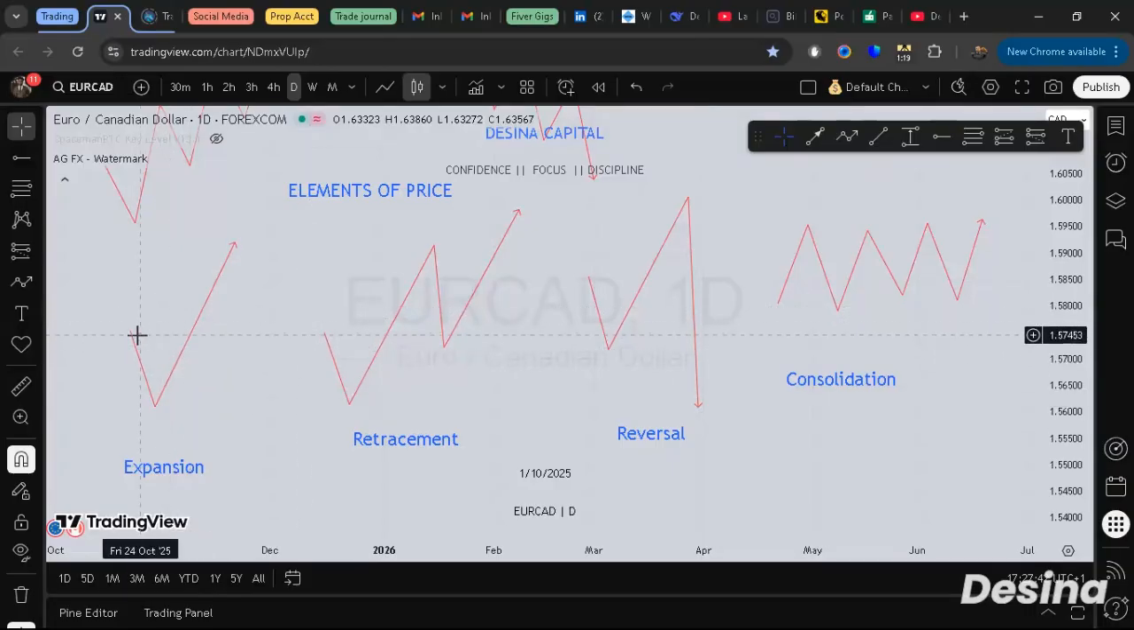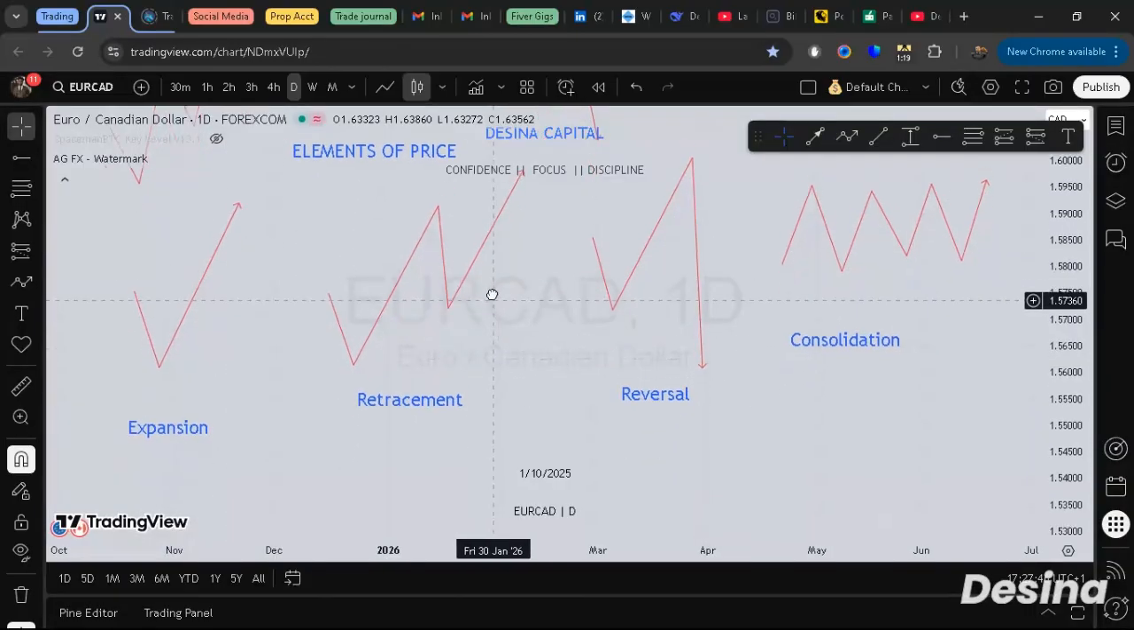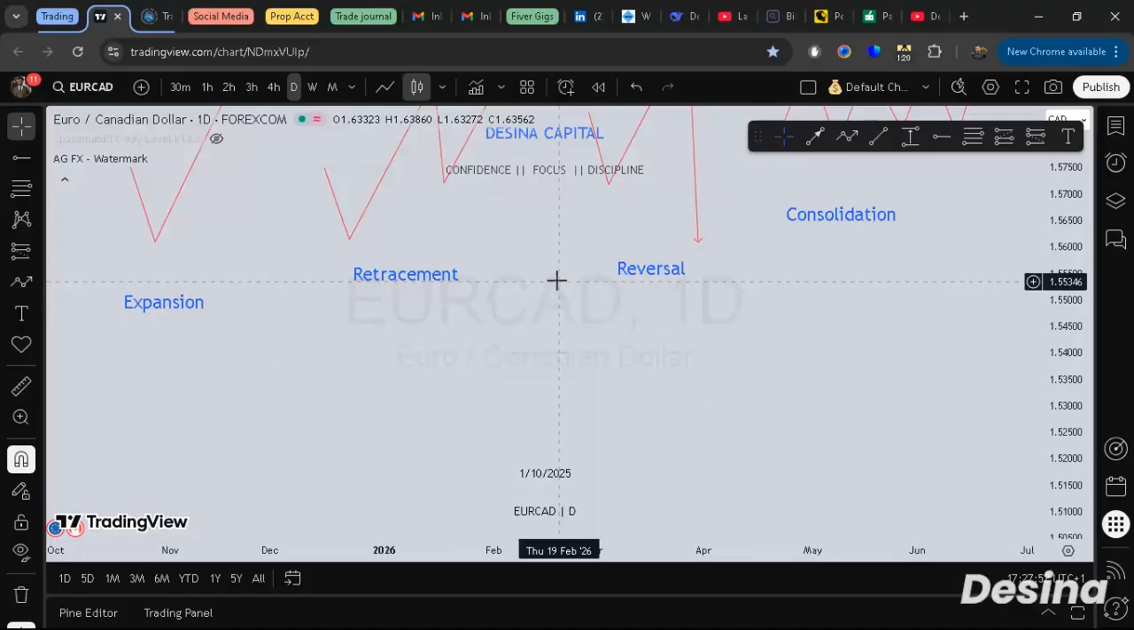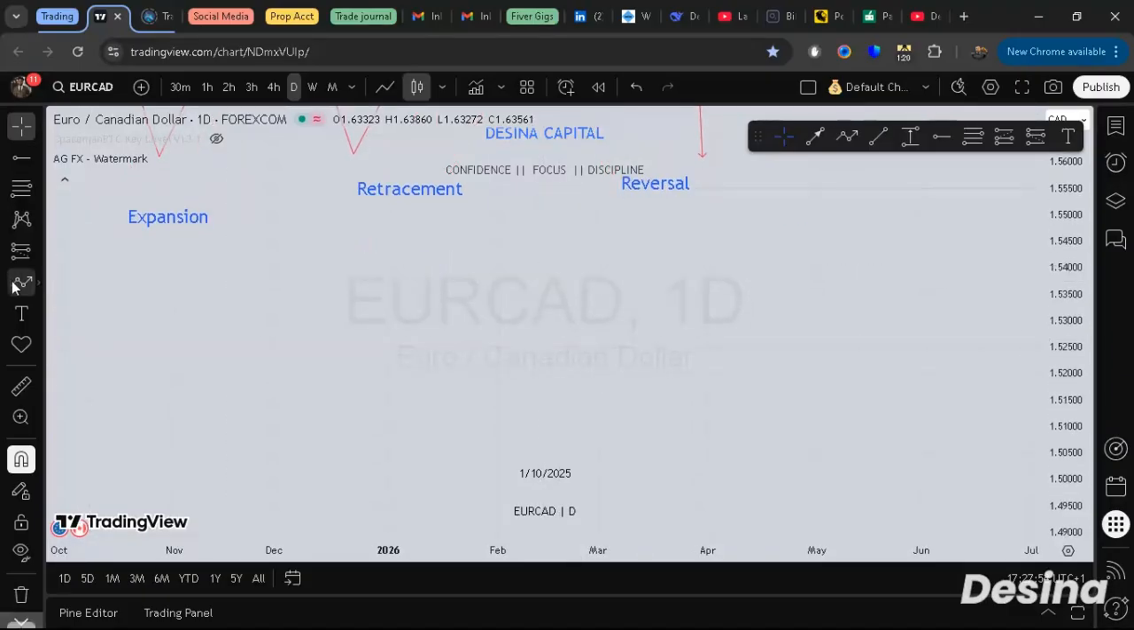And for this expansion, the one I've drawn right here is for a bullish scenario. Let's say the market is moving to the upside. Let me draw for the bearish scenario now. For the expansion, in a bearish scenario where we have price going to the downside, it's going to be like this. Yes, this is an expansion to the downside, and this is going to be a retracement to the downside.